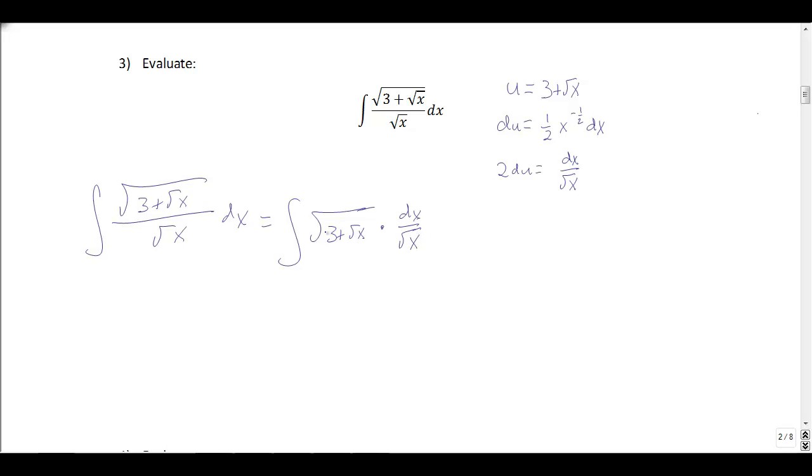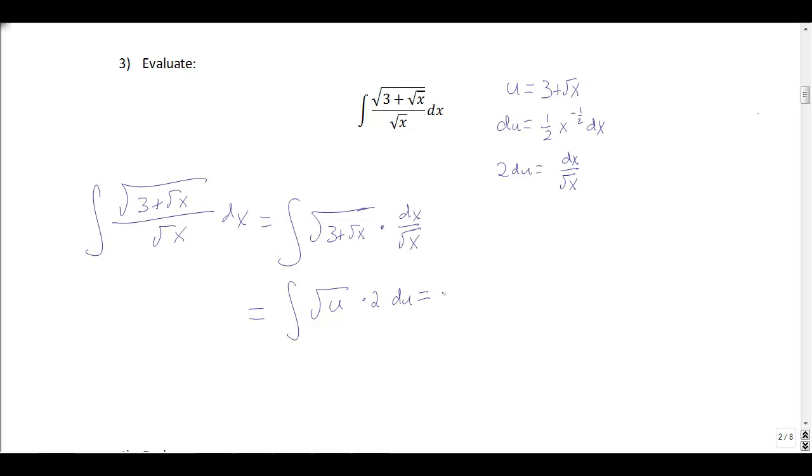Well, look, we've got this. If we go to u's, this is u equals 3 plus square root of x. Then dx over square root of x works out to be 2 du. So that makes me think this was a substitution that maybe was intended, or happens to actually be really useful here.